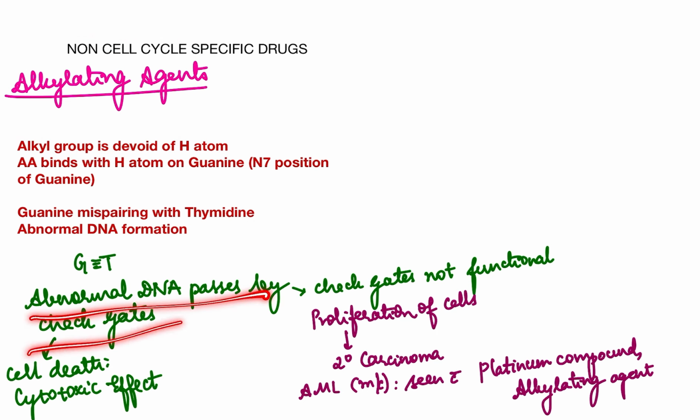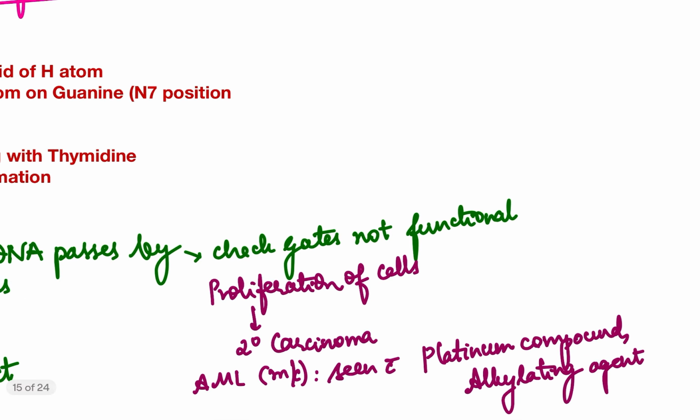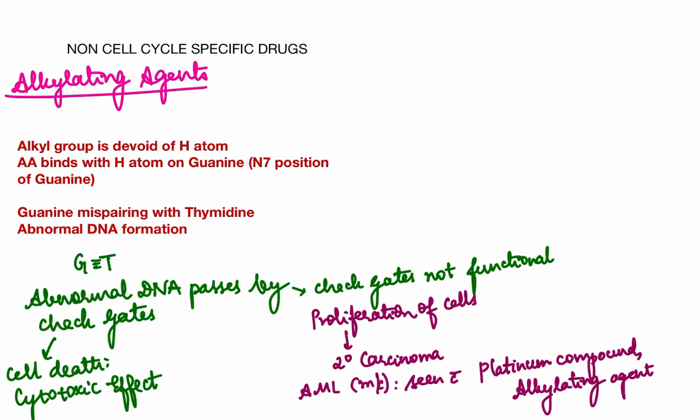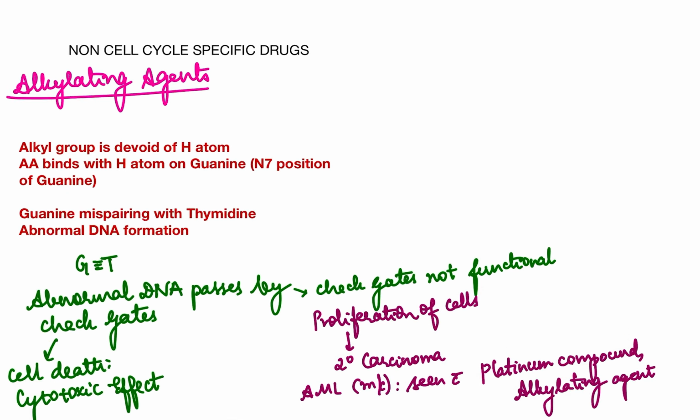Abnormal DNA passes by the checkpoints and results in cell death, a cytotoxic effect. Sometimes what happens is the checkpoints are not functional, and these anti-cancer drugs themselves cause proliferation of the cells and lead to secondary cancers, AML, most commonly seen with platinum compounds and alkylating agents.